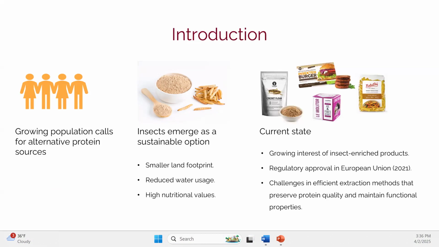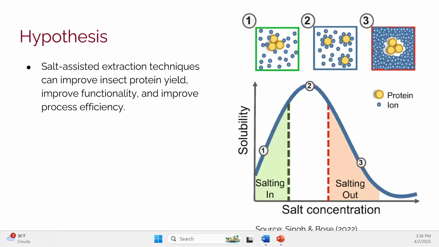And what's the current state? There's a growing interest in insect-enriched products, especially in the European Union, where they just recently approved insects for human consumption in 2021. However, there are still challenges in efficient extraction methods that preserve protein quality and functional properties. So this paper hypothesized that salt-assisted extraction techniques can improve protein yield, functionality, and process efficiency.